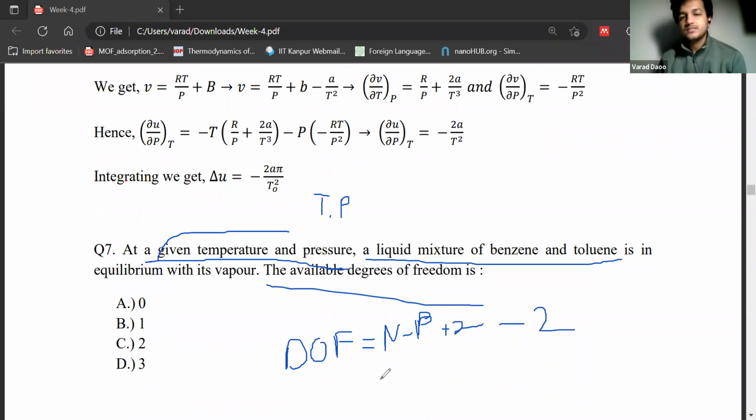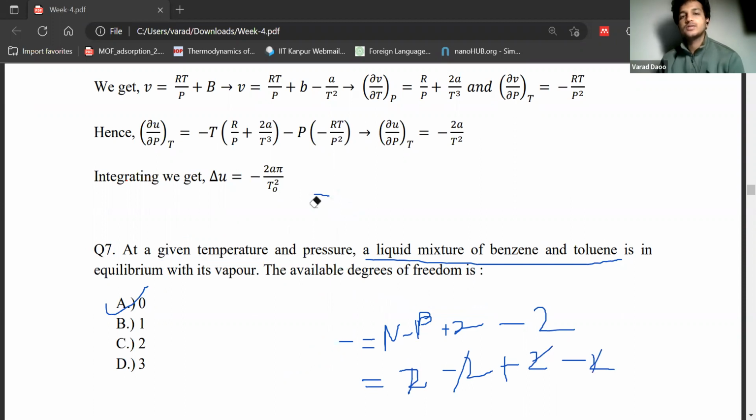And what we have? Number of components is 2, number of phases, also 2, liquid and vapor, plus 2 minus 2. So this cancels, this cancels. That means the answer is zero. Right? Let us check what the answer is.